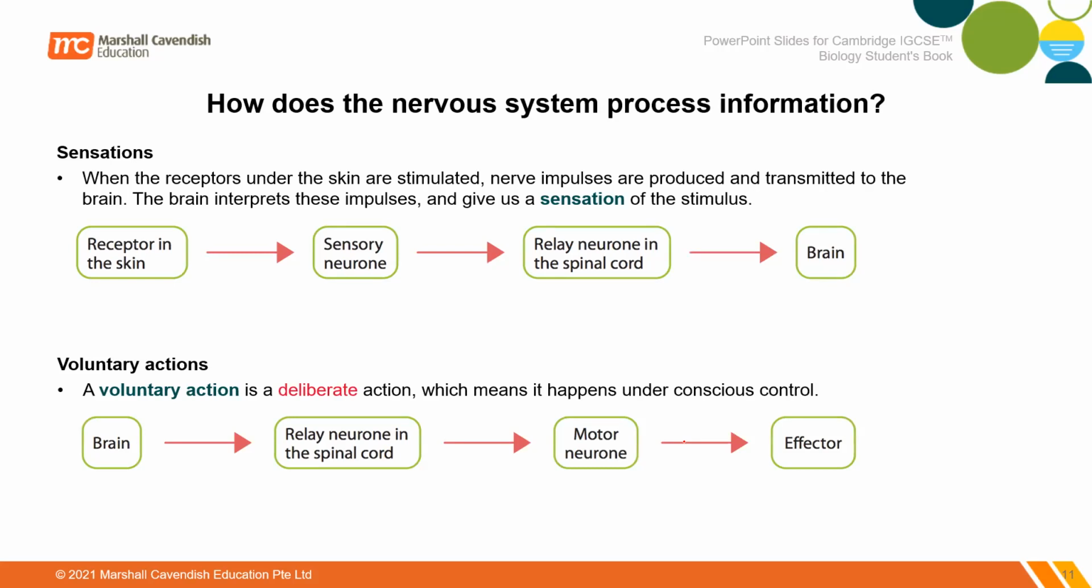Okay. How does the nervous system process information? I think we have mentioned this and there is no need to talk about this now. Sensation, which is the first part, goes through the receptors, sensory neuron, relay neuron, and finally to the brain, or the relay neuron in the spinal cord, and then the message will be delivered to the brain.